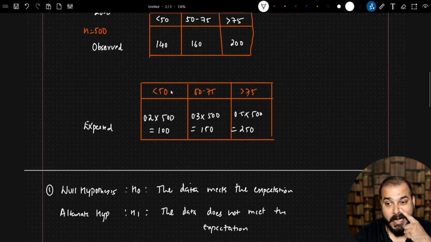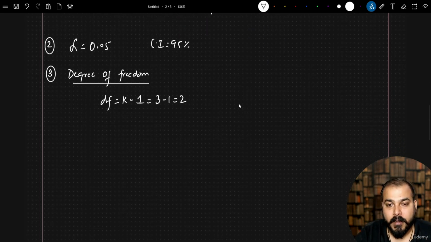Minus 1 is just 2. 3 categories I have. 1 category, 2 category, 3 category. Okay. Now this is clear. Now the fourth step is basically called the decision boundary.